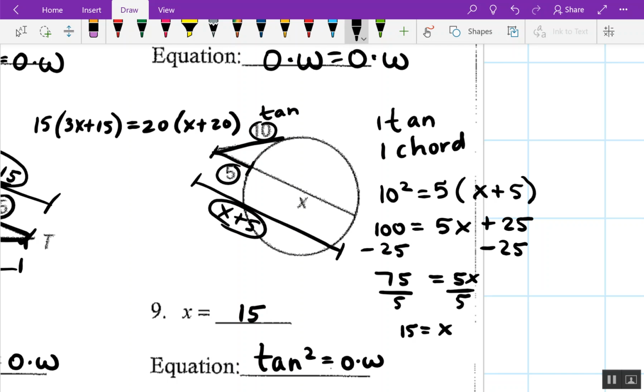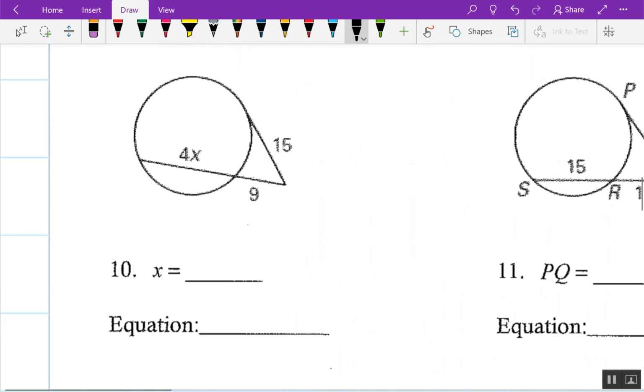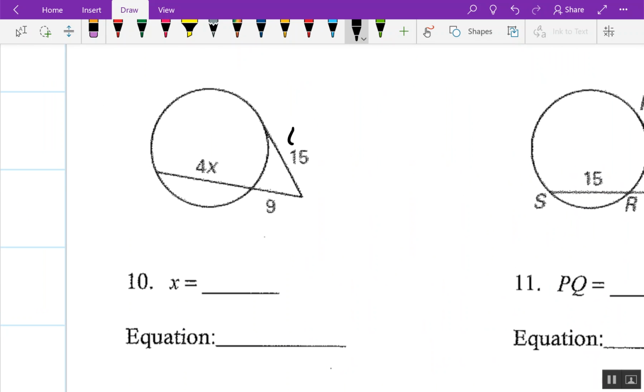What is it? On the next problem. That would be number what? Number 10. The one right after 9. All right, which one is the tangent? 15. Are you done with this one? Can I move to number 10? 15 squared. Yeah, so this one's going to be your tangent.